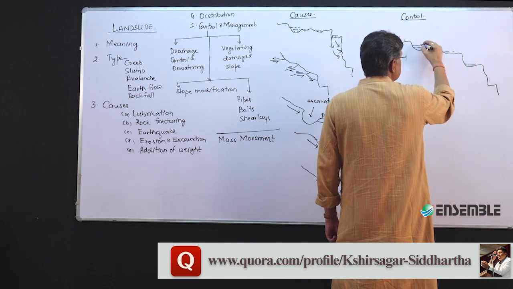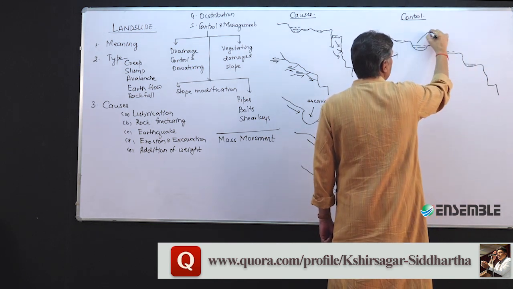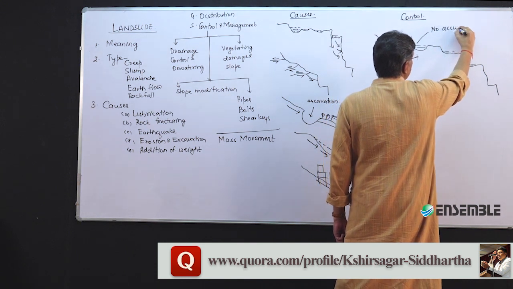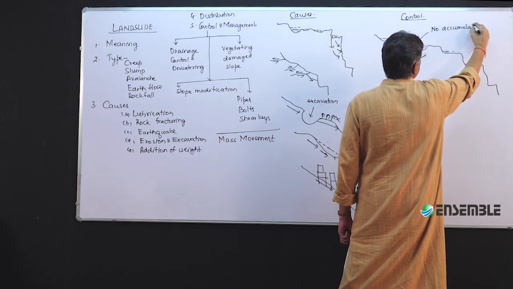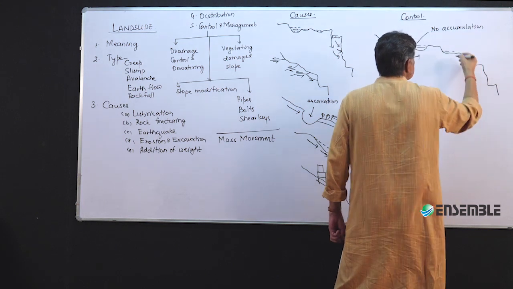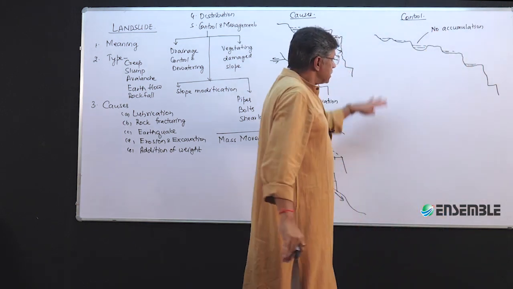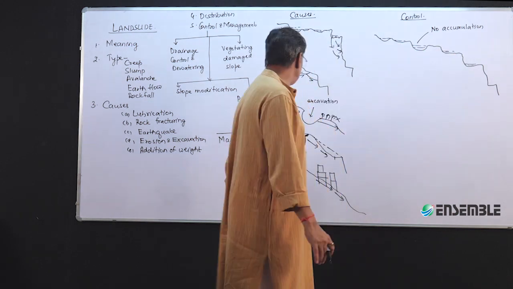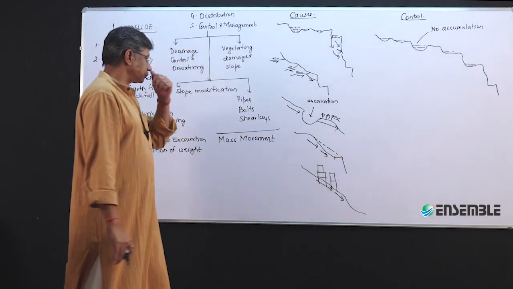Our first purpose is not to allow this water to accumulate. No accumulation has to be provided. And even if the water accumulates, we must provide on the top some type of passageway through which the water accumulation is going to be completely prevented.